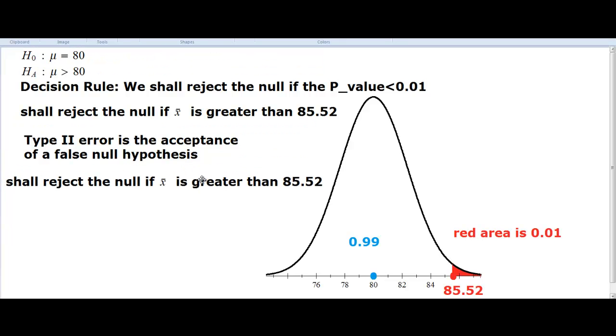Okay, so let's just insert it here. So we shall not reject the null. Excuse me for a second to fix this line here. One moment. So we shall not reject the null if x bar is, well, let's just keep these nots here.